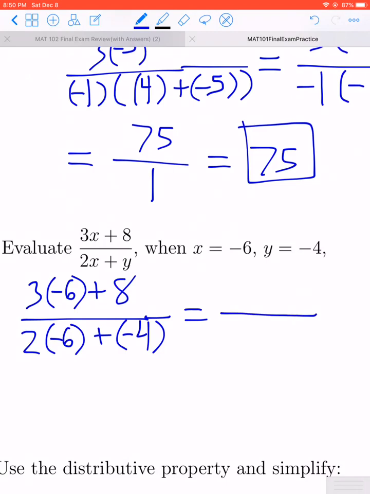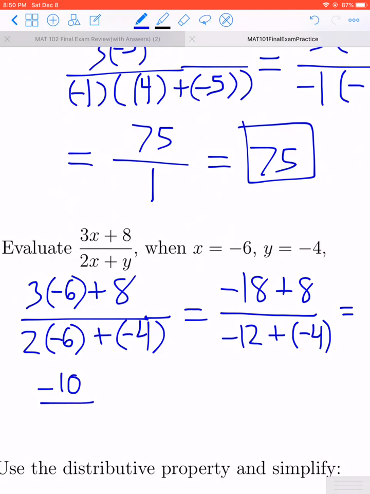In the numerator, we'd have to multiply first. 3 times -6 is -18 plus 8. Similarly, in the denominator, you have to do 2 times -6, which will give us -12. In the numerator, -18 plus 8 is -10. Divided by, in the denominator, -12 plus -4 would be a -16.